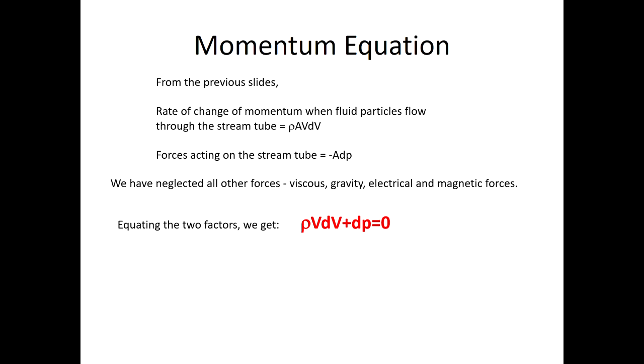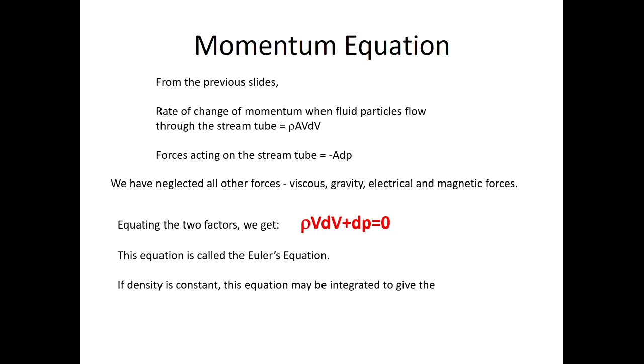So this is the momentum equation. This was developed by Euler. Therefore, this is called the Euler equation. If density is constant, we can integrate it. Then you get a Bernoulli equation.